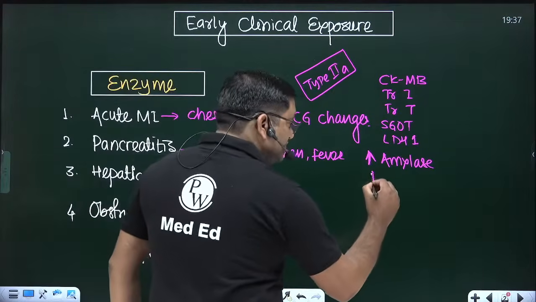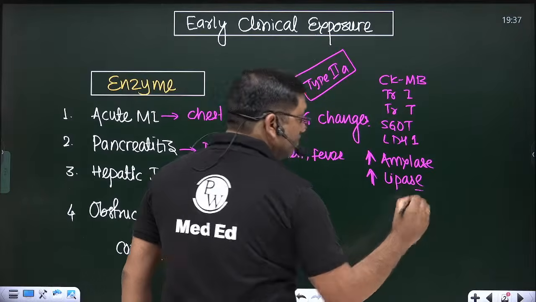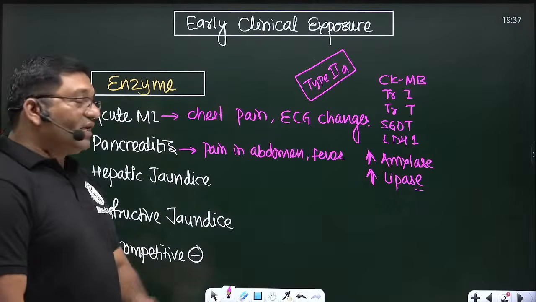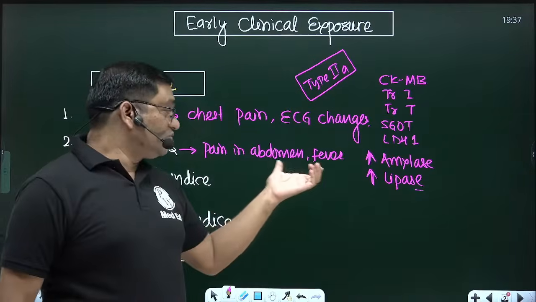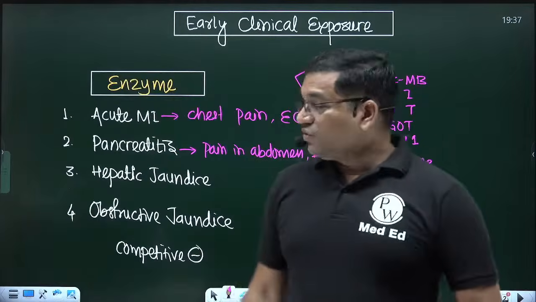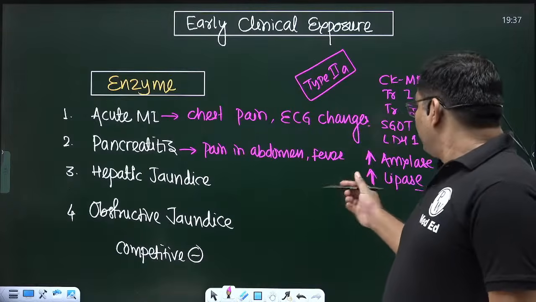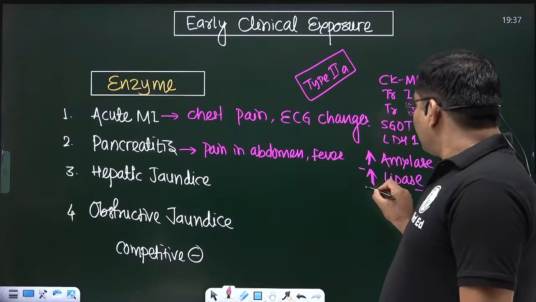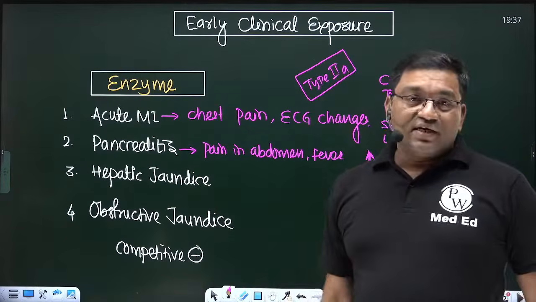So lipase, serum lipase level, is more specific than amylase. This is an important MCQ related to pancreatitis. So amylase and lipase levels are raised in pancreatitis. So this can be a clinical case: acute pain in the abdomen, fever, and increased amylase level, increased lipase level. So the diagnosis is pancreatitis.